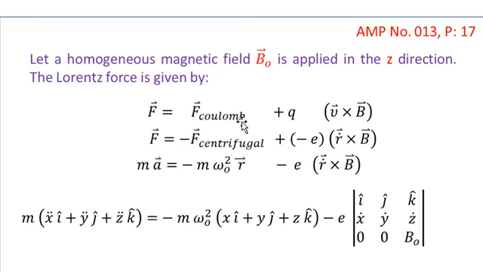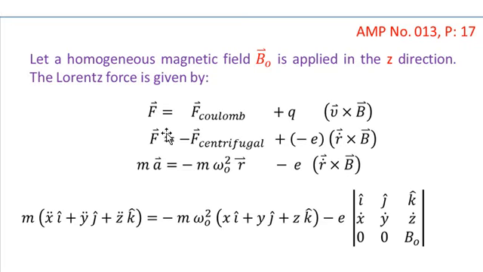So this Coulomb force can be replaced by minus m omega naught square r, the centrifugal force, and this charge Q can be replaced by minus e, because minus e is the charge on the electron. We can represent the velocity V as r dot, because r dot is the first derivative of r with respect to time, which is the velocity. So from equation number 15, I have substituted the value of the force equal to minus m omega naught square into vector r.